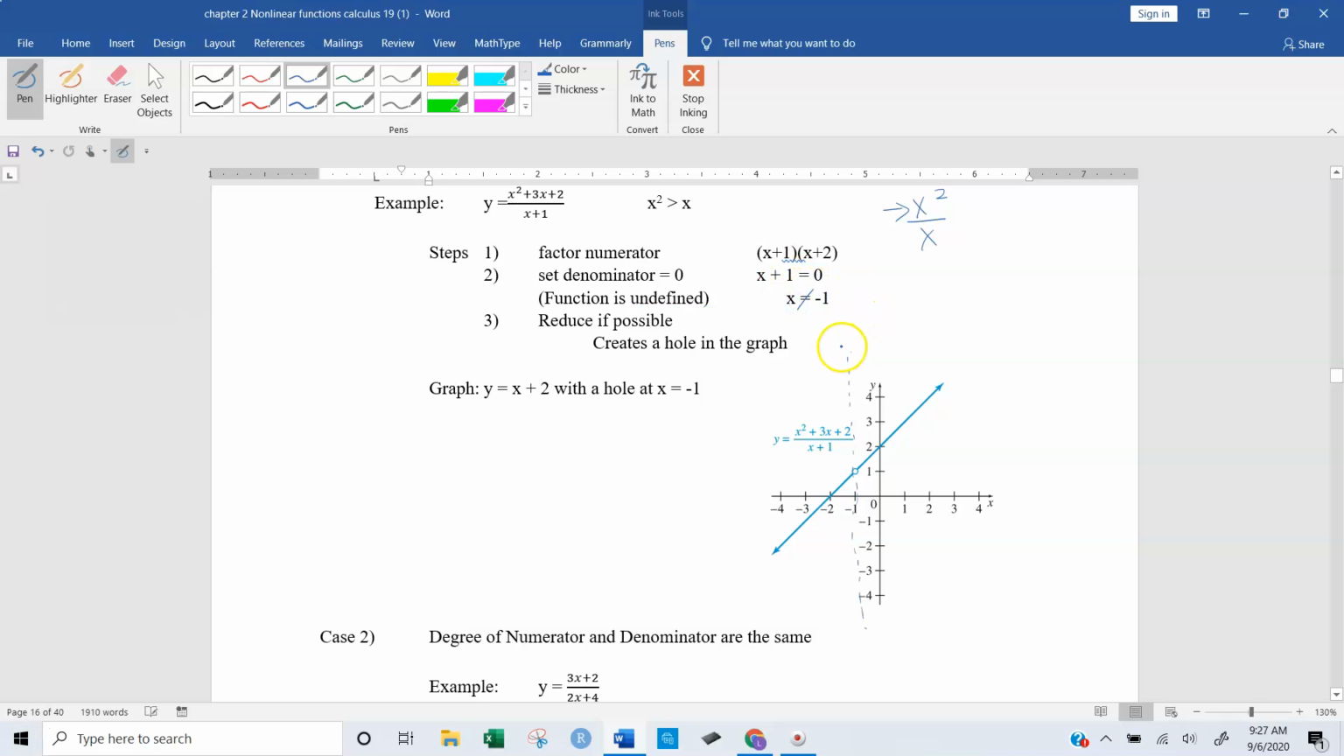So this is either currently an asymptote or a hole. Next, we factor the numerator, and we get x plus 1, x plus 2, over the denominator, which is x plus 1. Well, if it cancels, I am taking it out of the graph. Since I am taking it out, that will be a hole. I am left with y equals x plus 2, which is a line.